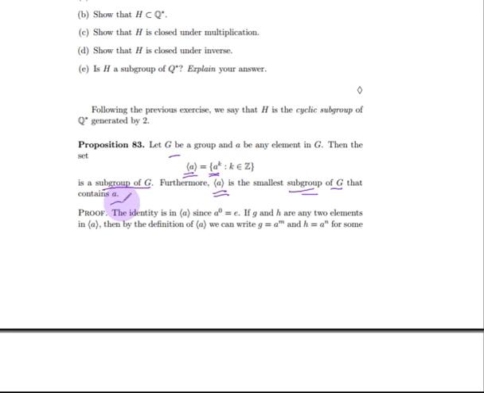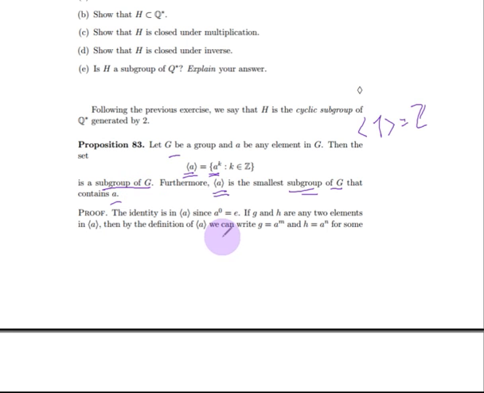Now remember, we took 1 and angle brackets 1, and we found that the angle brackets 1 was equal to Z. And that was that if you have a subgroup of Z that contains 1, it must contain all of angle brackets 1. So there's no smaller subgroup that contains 1. So that's true in general, that the orbit of A is the smallest subgroup of G that contains A.